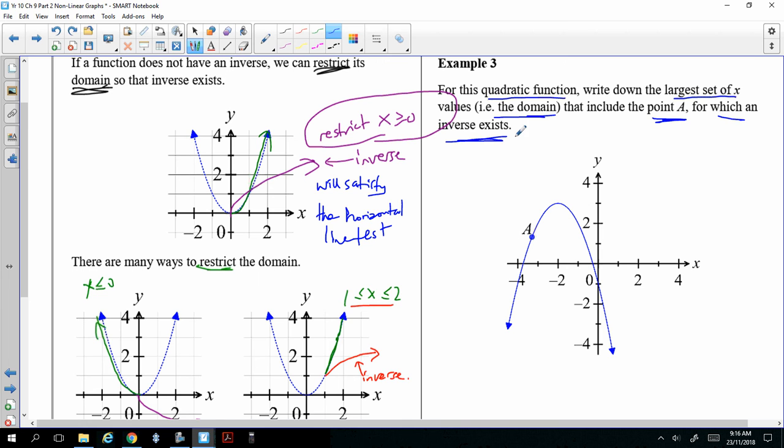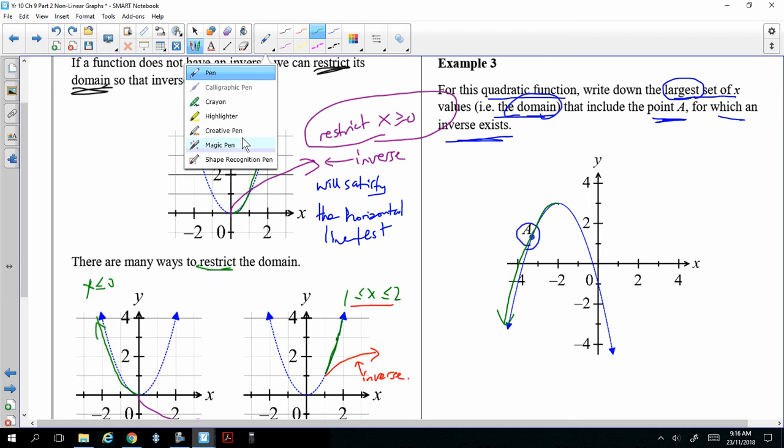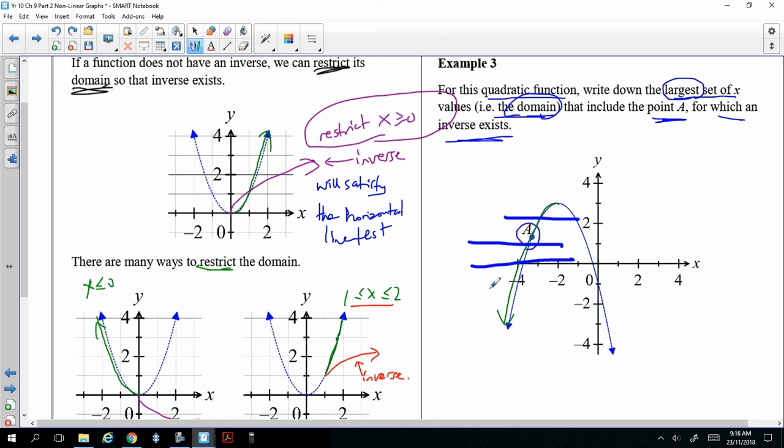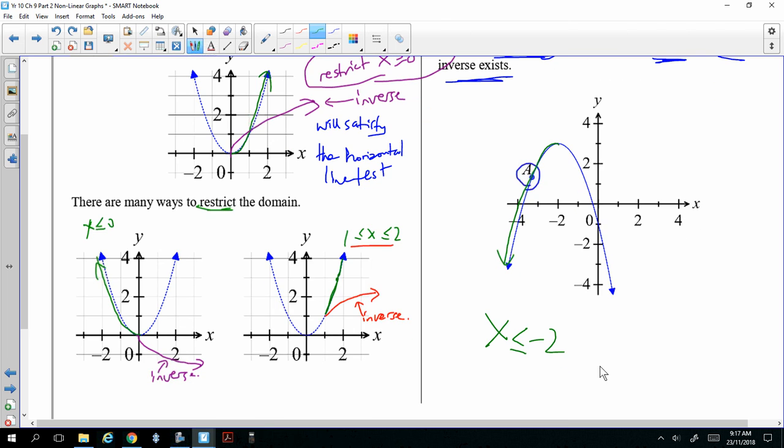So how do we restrict the domain? Obviously, you have to choose this bit, right? When you choose this bit, you will satisfy the horizontal line test. It doesn't cross more than once. And what bit would that be? x has to be less than or equal to -2. That way the inverse exists, and it also includes point A. So it's unique, and it is the largest domain.